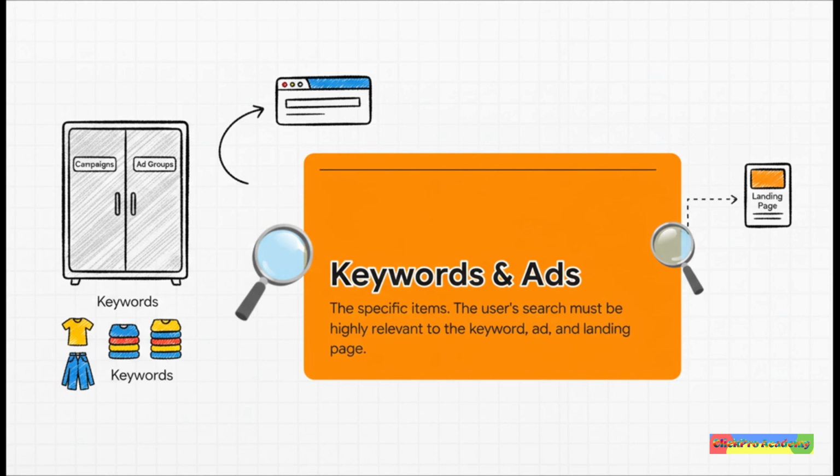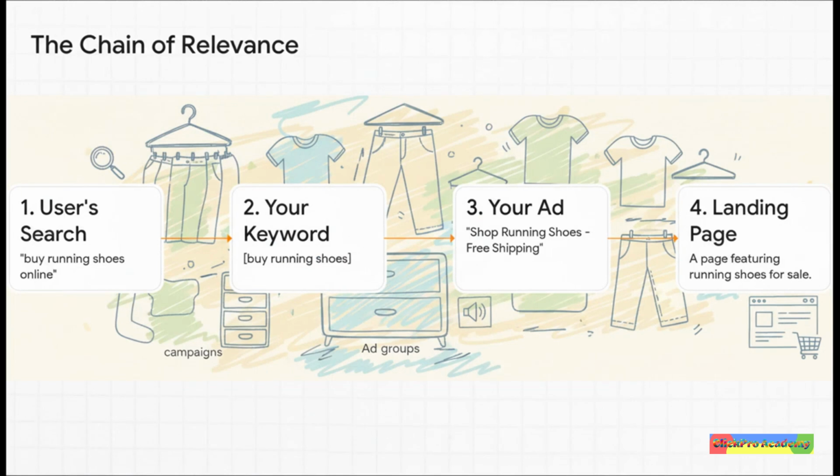Your one and only goal is to create a perfect, seamless line from what someone types into Google to the ad they see to the page they click through to. We call this the chain of relevance, and it's so powerful. Just look at how this flows.